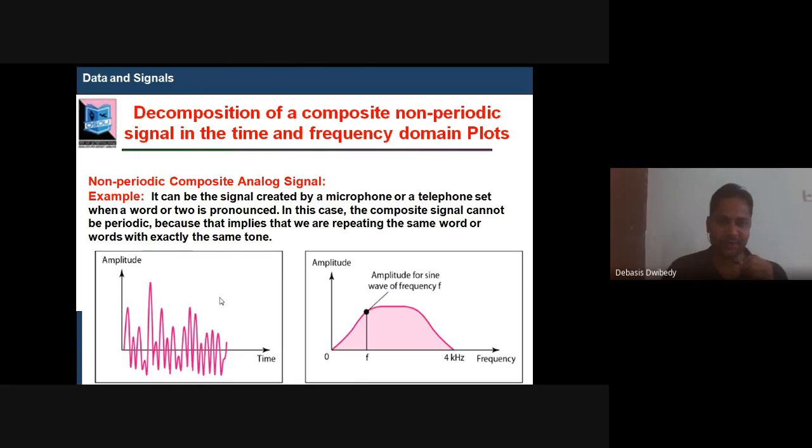So the shape of our signal is like this diagram. If we somehow capture the signal produced by my speech, you will see this type of waveform, which is non-periodic, but it is a composite signal. We can represent this also in a frequency domain plot like this. The lowest frequency is 0, the highest frequency is 4 kilohertz. And this is how we can represent this non-periodic composite analog signal.